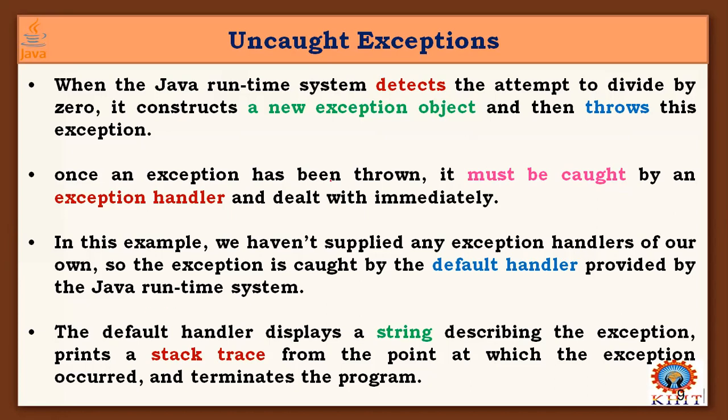Once an exception has been thrown, this is the actual process; you have to follow it step by step. Once an exception has been thrown, it must be caught. And who will catch this exception? That is also part of the code in our program, called an exception handler. So the thrown exception must be caught by an exception handler, and it catches that exception and does some part of solving the exception in its own way.